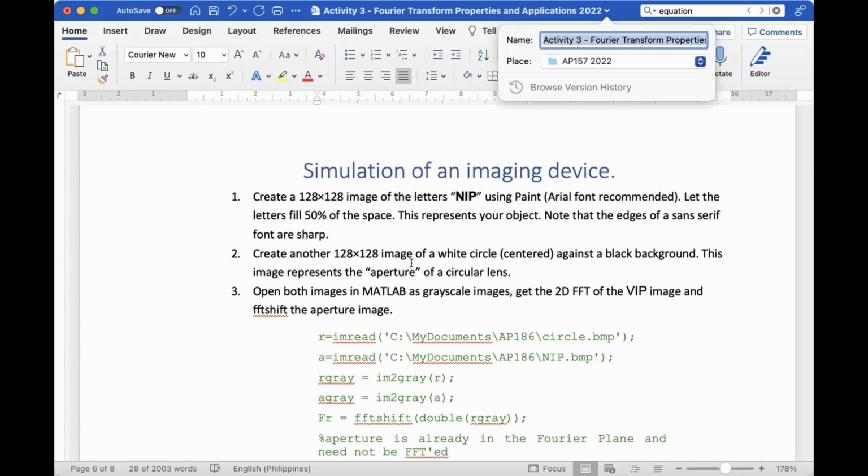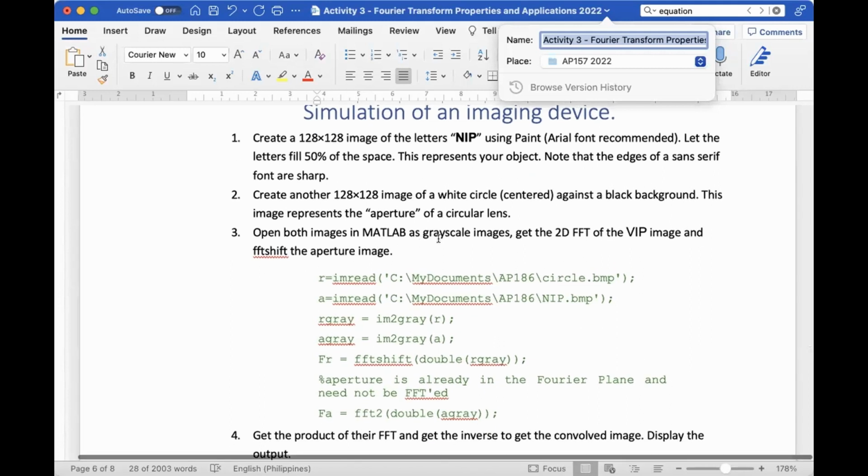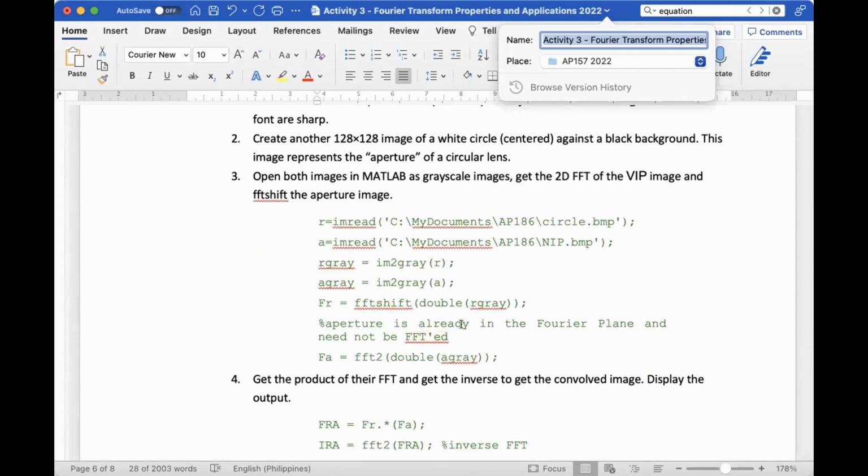Okay. Now create another 128 by 128 image of a white circle centered. Okay. You know how to do that, no? You know how to make synthetic images. Okay. Open both images in MATLAB as grayscale images. For example, this way. Okay. Convert them to gray. All right. FFT shift one of them already. Okay. Kasi in this, what we're going to do is we're going to do an imaging simulation. Okay. The aperture is already in the Fourier plane and need not be FFT. So the circle actually is a model of the aperture of our imaging device or the lens. So ito yung circle, ito yung aperture, ito na yung model ng imaging device.